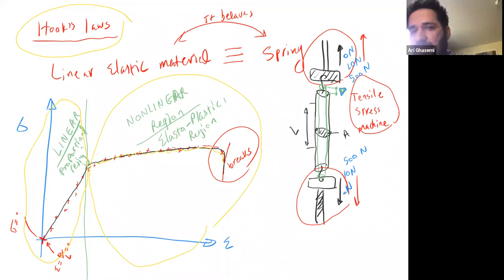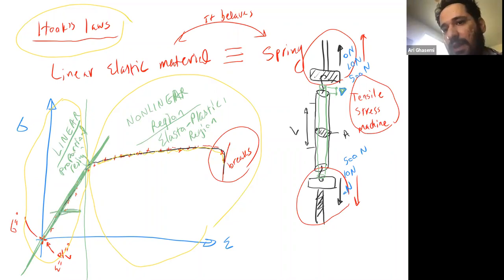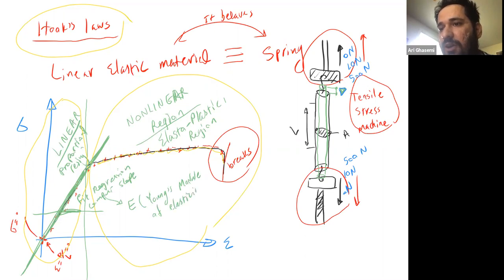So what we have here is only this part, the linear relation. And you can immediately say, hey, I can get the relation between sigma and epsilon, because you can get this slope. You can compute this by fit regression, compute the regression slope. This slope, we call it E, or Young's modulus of elasticity. It's just a constant. When you see E, that E is in fact a constant.